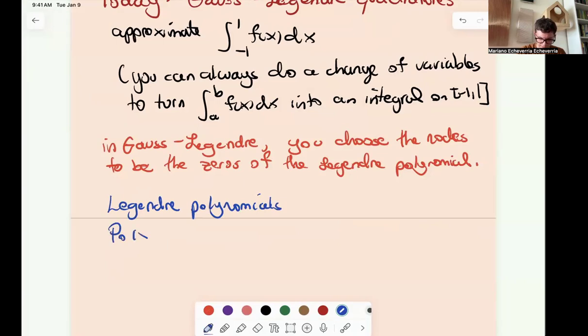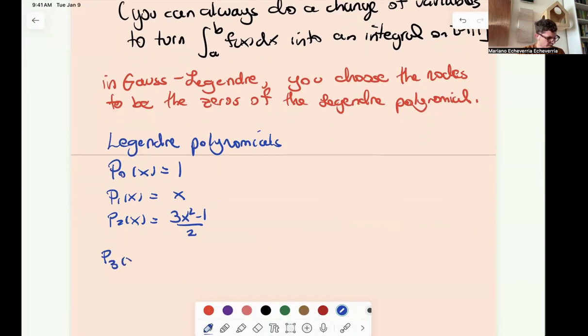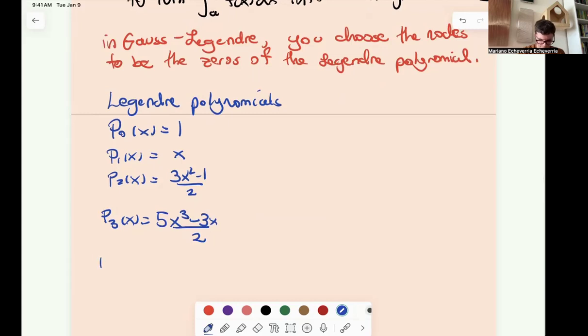Okay, so P0 of x was just the constant equal to 1. P1 of x is x. P2 of x is (3x squared minus 1) over 2. P3 of x, you can write as (5x cubed minus 3x) over 2. And let me put one more. P4 of x would be (35x to the 4 minus 30x squared plus 3) over 8.